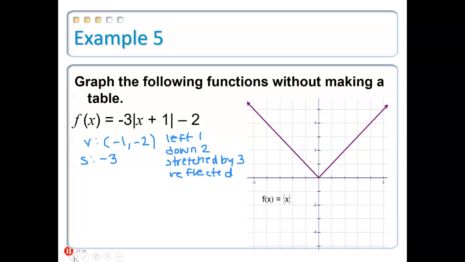So let's start with the vertex. It's (-1, -2). The -3 tells me from my vertex, I'm going down 3 and to the right 1 unit. We know that the graph is symmetric about the h value, which is -1. So that means if my graph goes down 3 and right 1 from the vertex, it goes down 3 and left 1 as well.